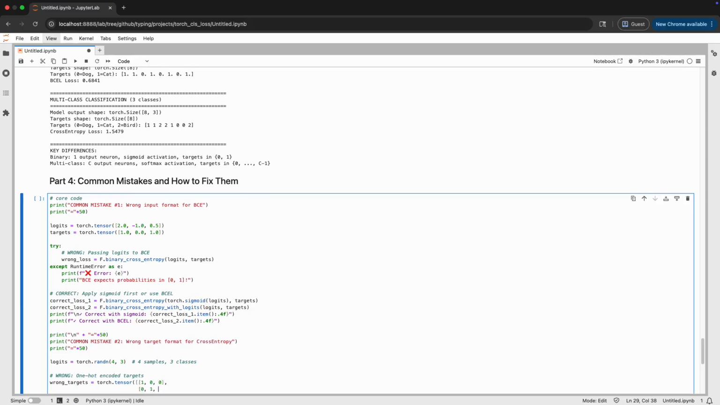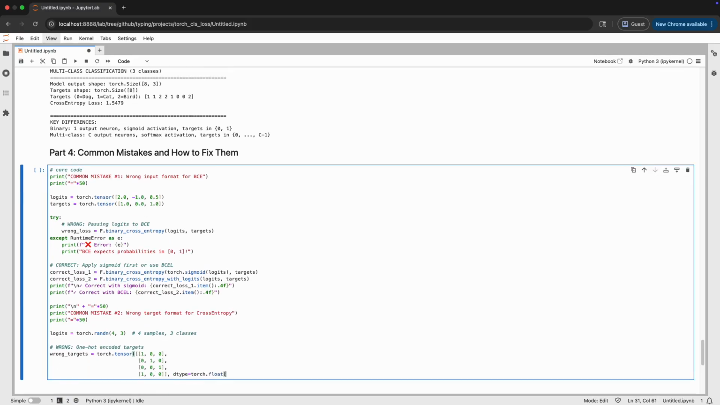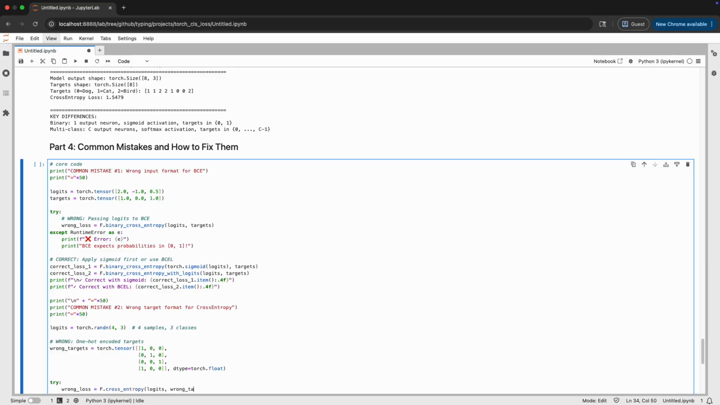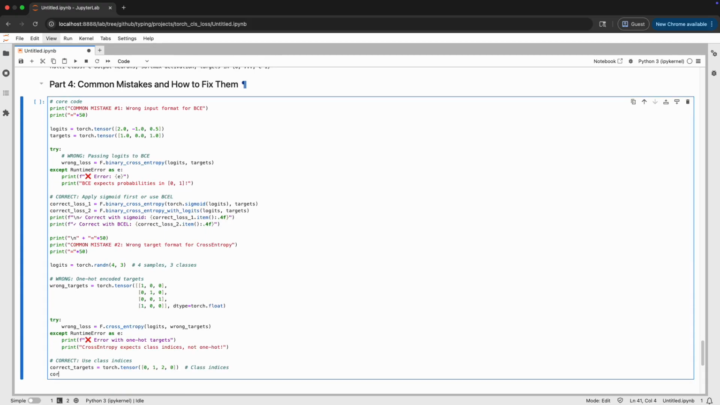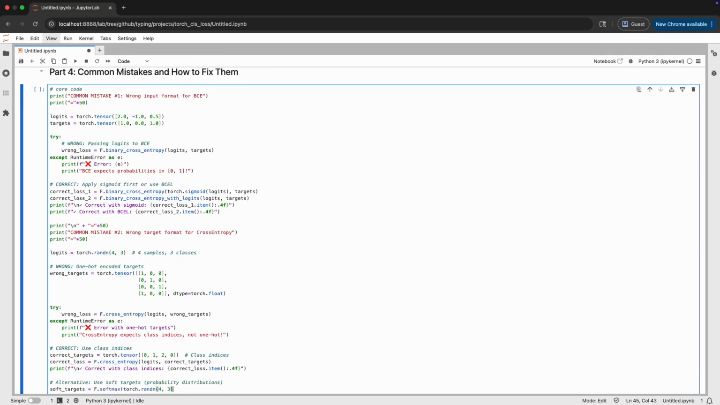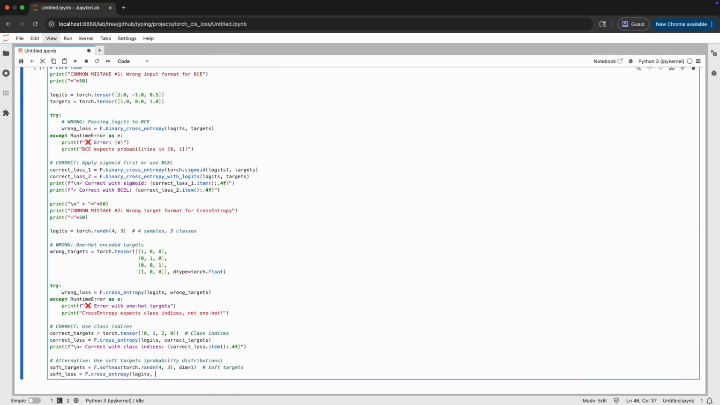Second, using one-hot encoded targets with CrossEntropy. CrossEntropy expects class indices, not one-hot vectors. However, CrossEntropy can also work with soft targets, which are probability distributions, useful for knowledge distillation.